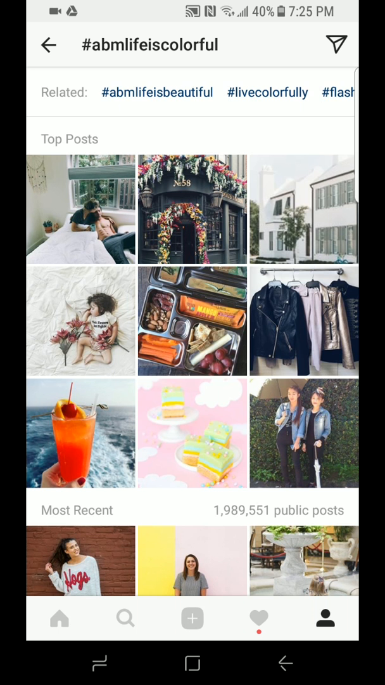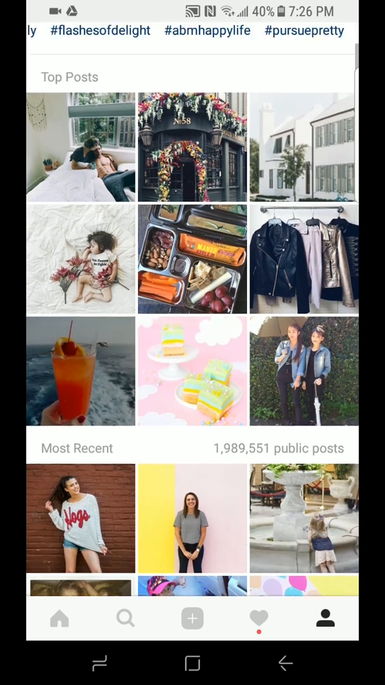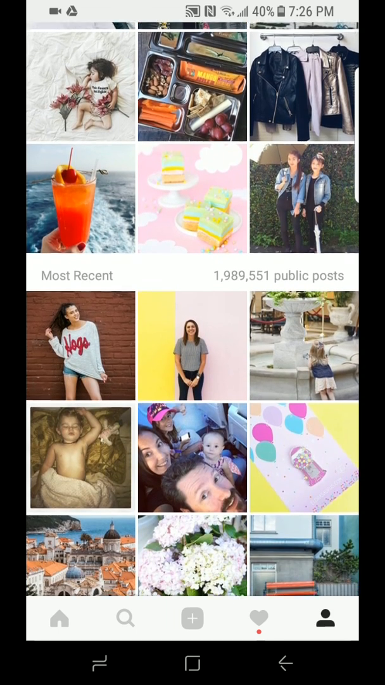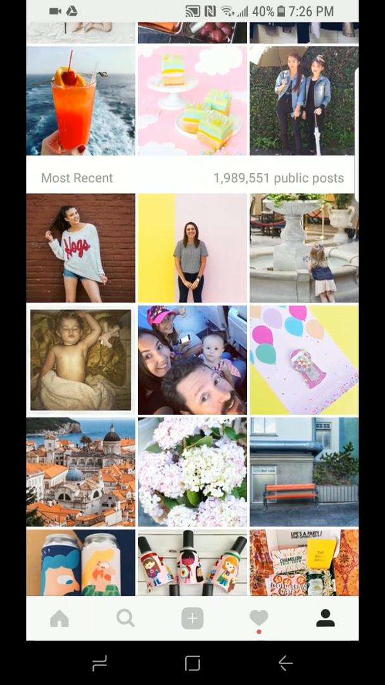So like I said, you really need to research your hashtags and what they mean and how they're used. It's really a rabbit hole of related hashtags and looking at the number of public posts and images that go along with each of these hashtags.